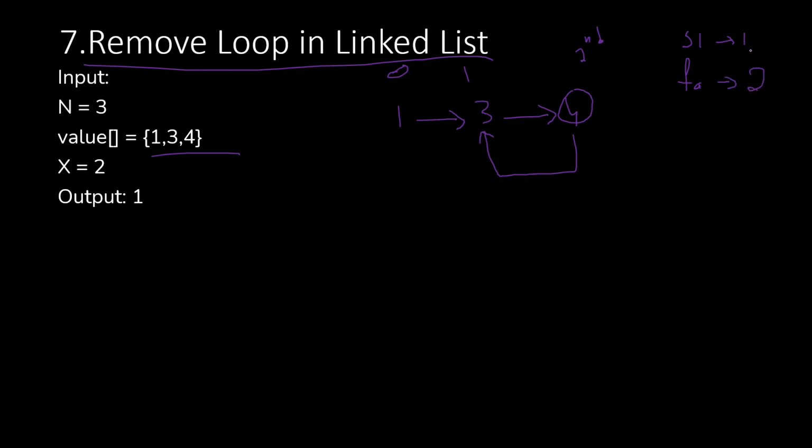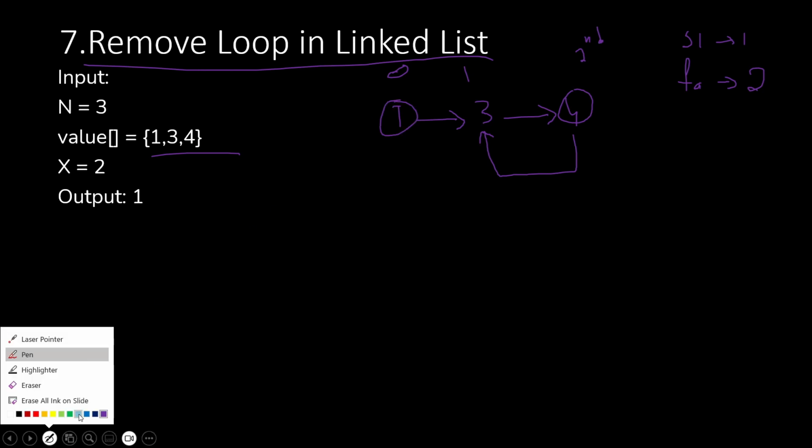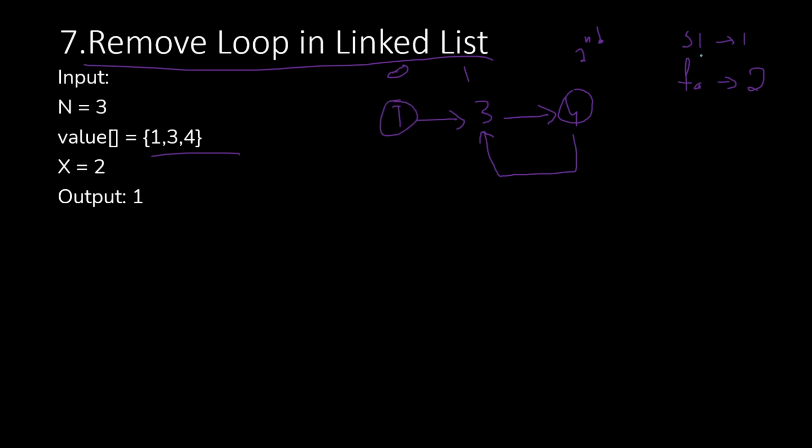By step ahead, I mean one step at a time. Both will be initialized to the head, at the one position at the start. Now the slow pointer moves one step ahead, so it will come here, and the fast pointer in the first iteration will go two steps ahead. Keep these arrows in mind: one step, and this is two steps.